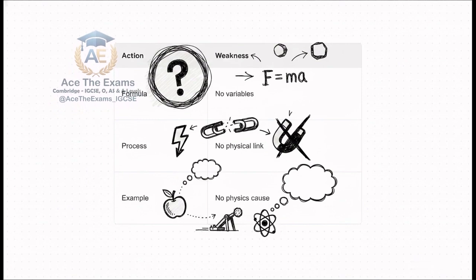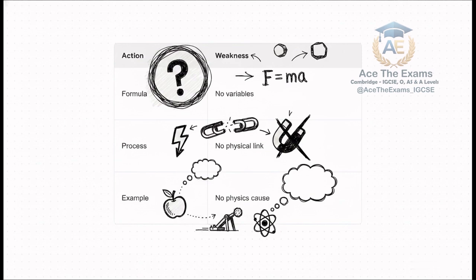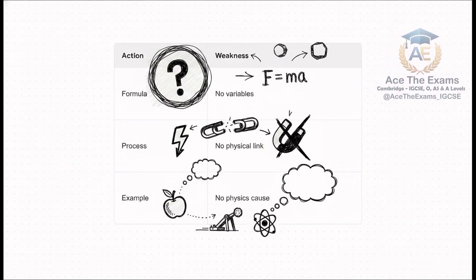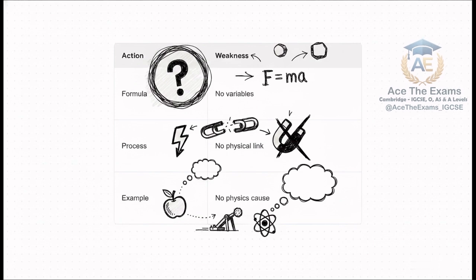First common weakness, writing the correct formula but failing to explain the variables. This is classic Alex. Alex writes W equals mg but fails to tell the examiner that W is the weight force acting downwards. A correct formula is entirely useless if you don't explain the physical reality those letters represent.